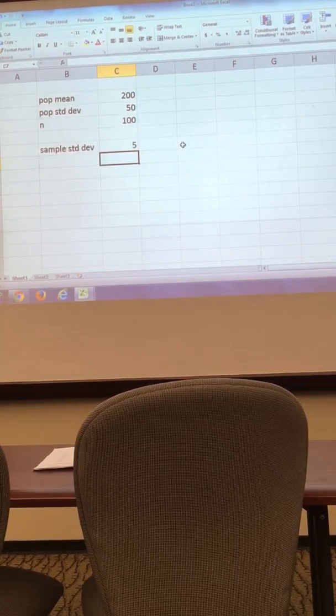So what did you do with the 5? Because I missed that. Can you put it back on? Yeah, so that's a sample standard deviation.